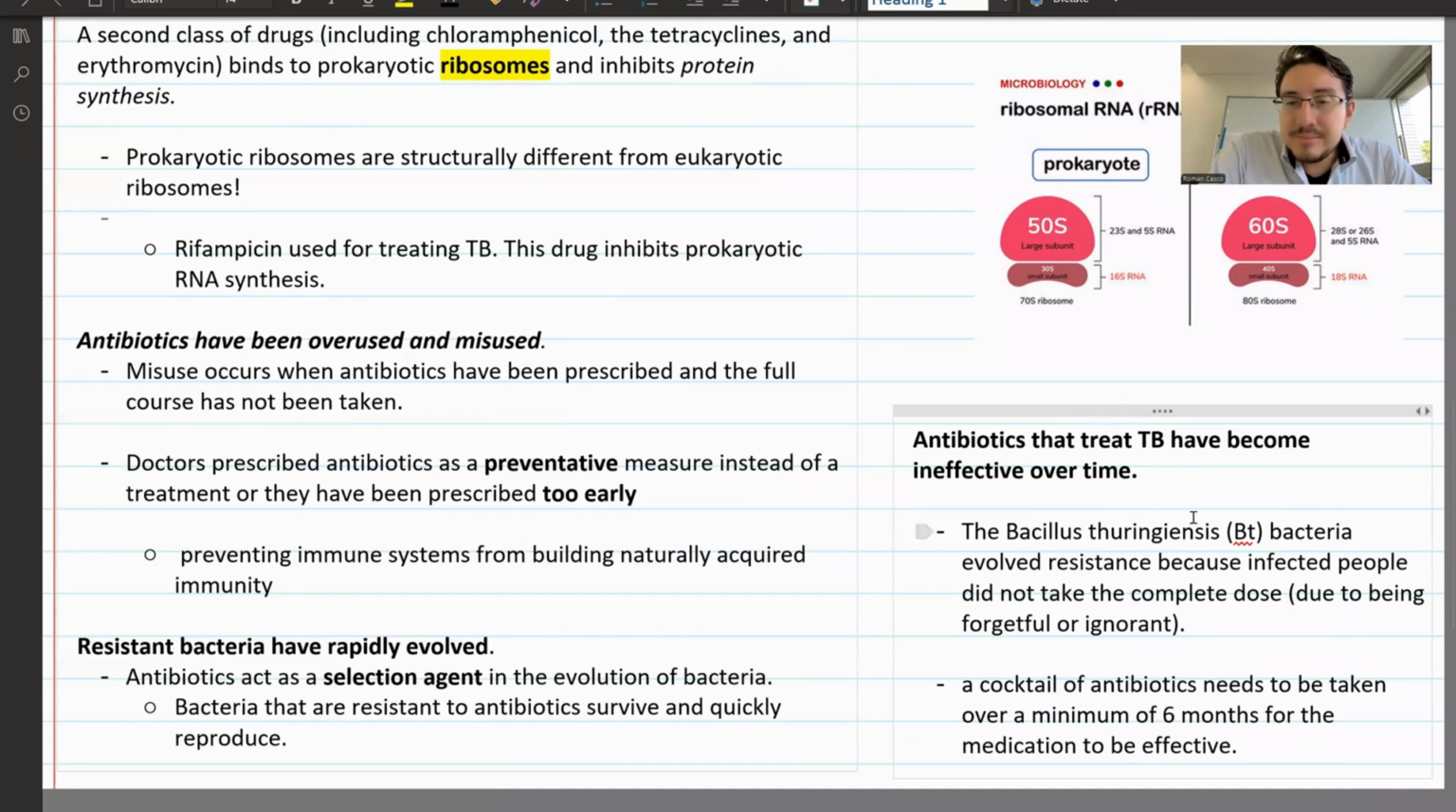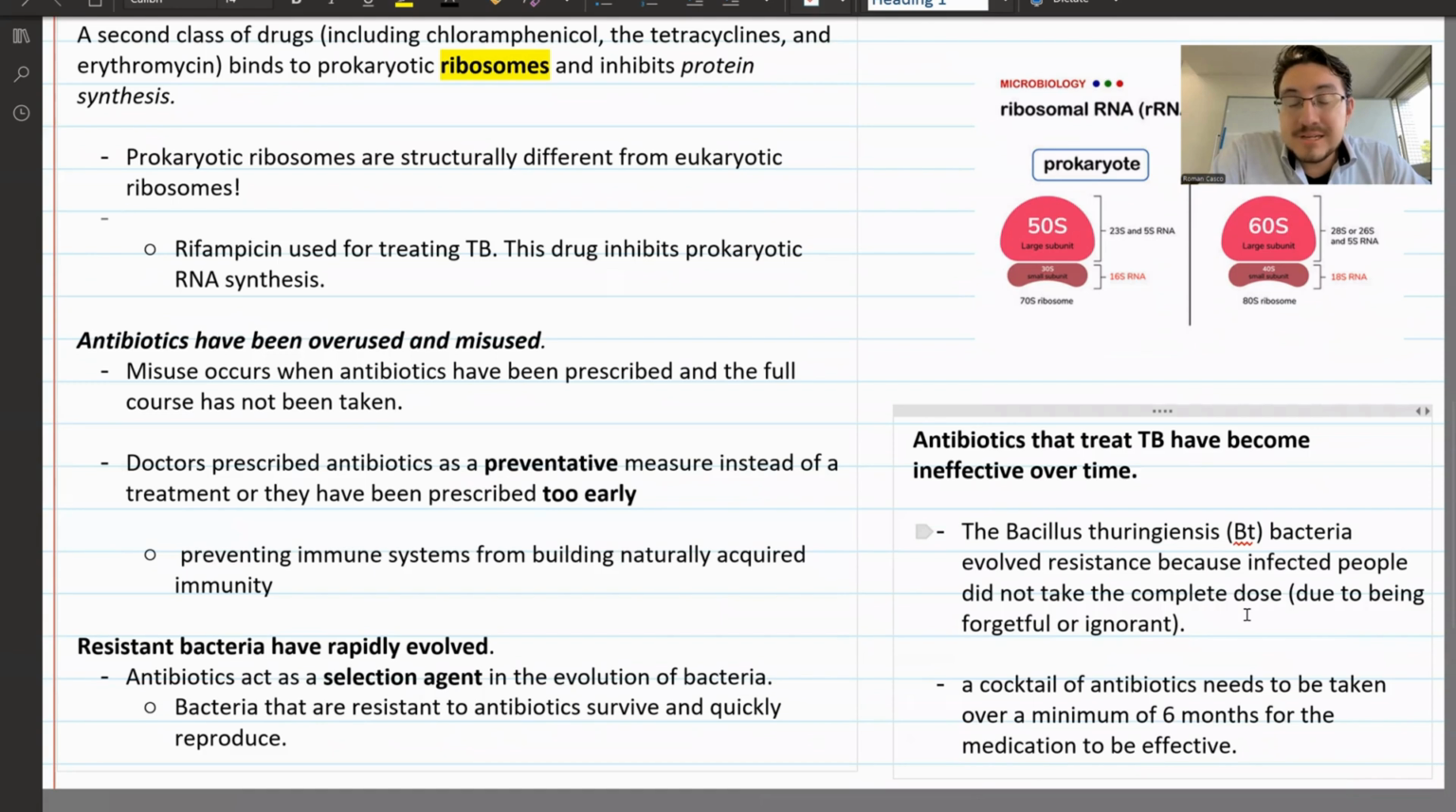BT bacteria is important, right? If you remember that BT bacteria for the cotton ball worm, right? In any case, this is another type of bacteria that has evolved resistance because infected people did not take a complete dose, right?